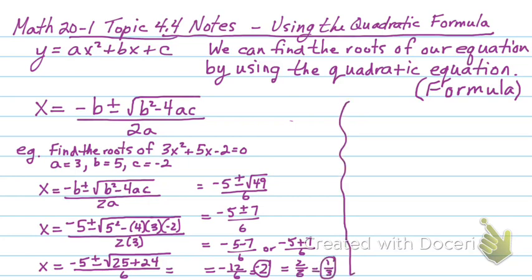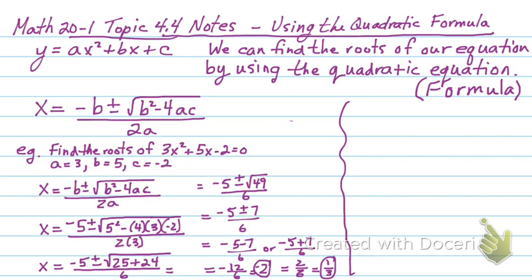So there are two roots to this equation. One of them is negative 2, one of them is 1/3, or 0.33, and that's how we can find them directly, as long as it's in the form of ax squared plus bx plus c.